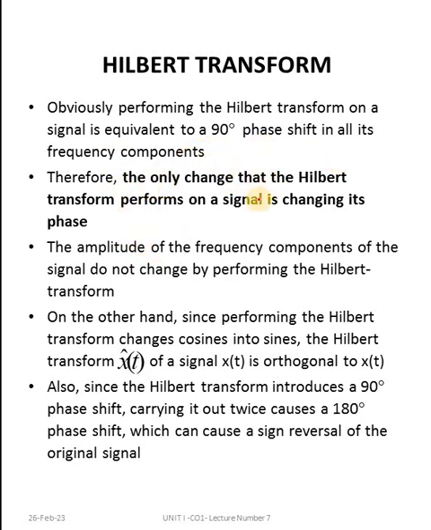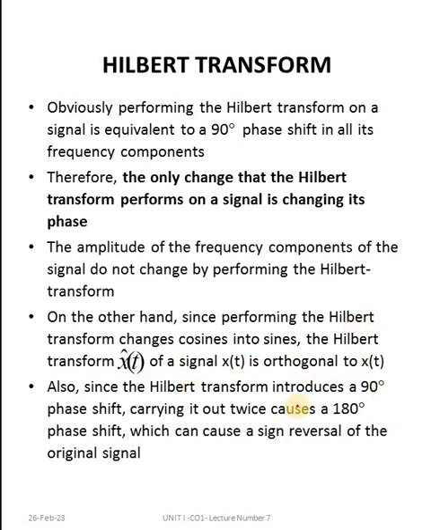Therefore, the only change that the Hilbert transform performs on the signal is changing its phase component. So the amplitude of the frequency components of the signal does not change by performing the Hilbert transform. On the other hand, while performing the Hilbert transform, it changes cosines into sines. The Hilbert transform x cap of t of a signal x of t is orthogonal to x of t.